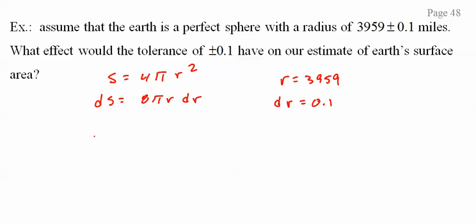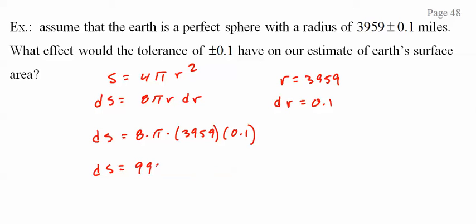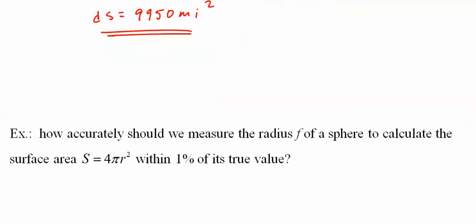So we estimate things. We'll say, hey, let's run with this. 8 times pi times 3959 times 0.1. So our estimate could be off by as much as 9,950 miles squared. So what's the point? The point is that, hey, we're just going 0.1. Well, it turns out that makes a pretty big difference. You got to be really, really careful.